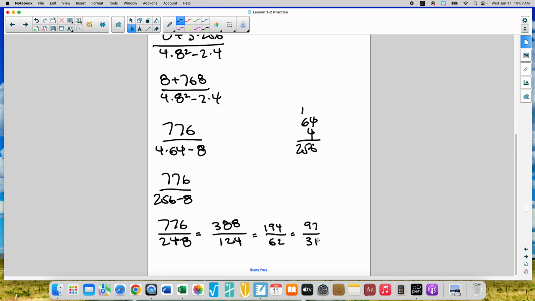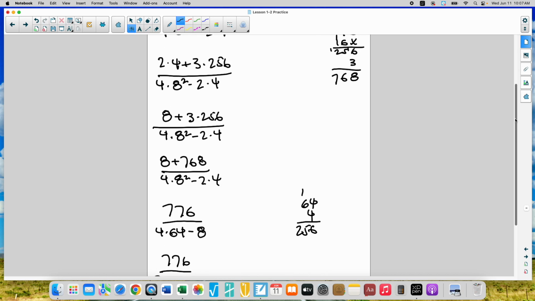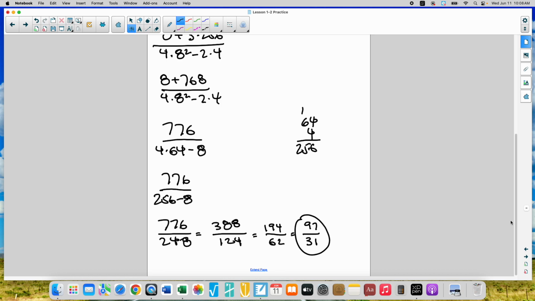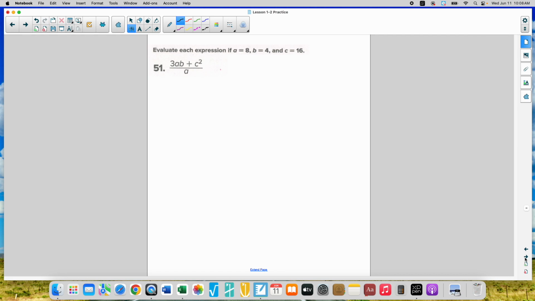Is that it? 7, that's 16. Yeah, I think that's an ugly fraction. That's if I did all of this stuff correct. So more stuff, more places to make silly mistakes. But I got 97 over 31. Might be it, might not be it. That's a weird answer, but we'll see.